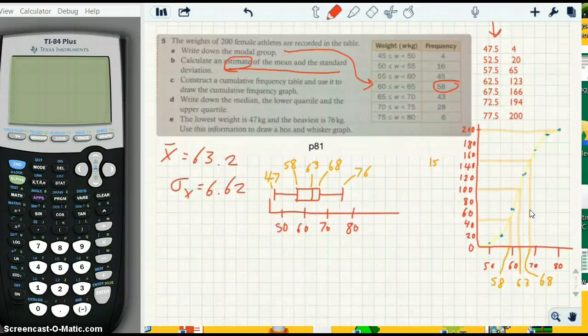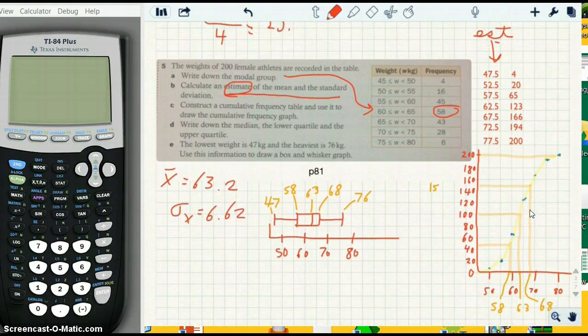Now we're going to talk about the problem from page 81. We have a group frequency table, and we have 200 athletes distributed among all these different weight categories. And you see that each weight category goes from one number to another, so there's a range of about 5 kilograms for each weight category. So we don't know exactly the weights of these 4 women. We only know that it's somewhere between 45 and less than 50. So each one of these categories works like that.